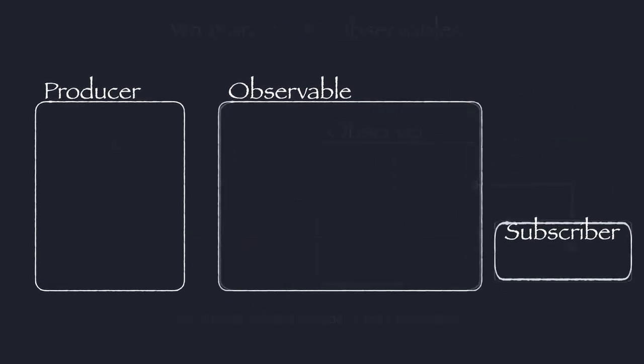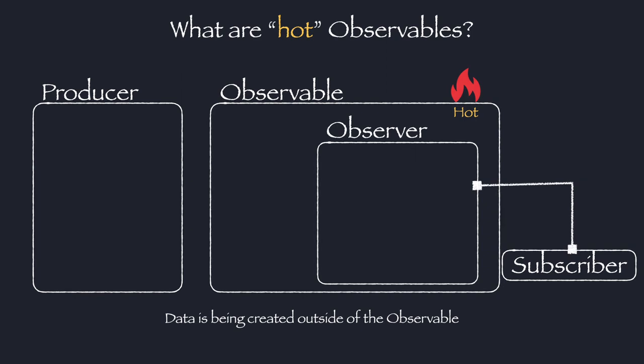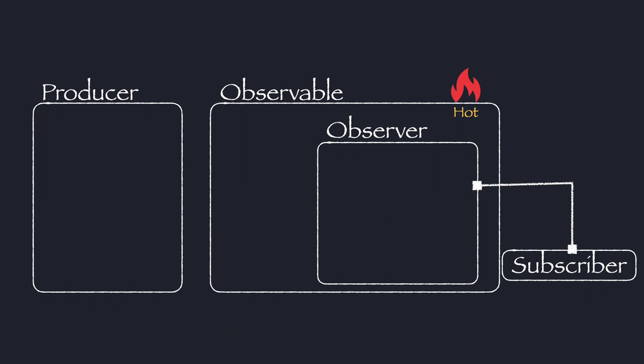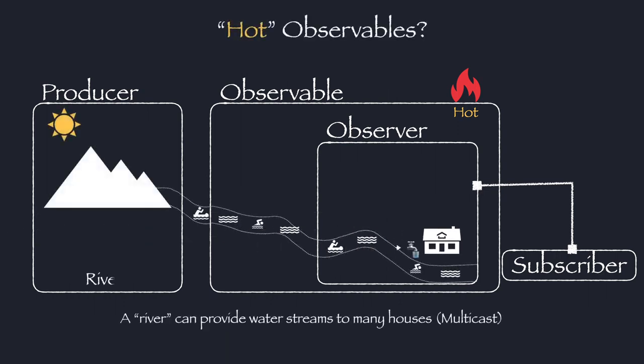There are two types of observables, hot and cold. A hot observable wraps an already existing producer and makes its data stream available to many subscribers. Therefore, hot observables are considered multicast. In this example, the river is an existing producer water stream, the house is a subscriber to that water stream, and the piping in the house that facilitates bringing the water from the river to the house is the observable. Therefore, the observable here is a hot observable, since the producer, the water stream, is outside the house, as the water stream will be flowing whether there is a house there or not.